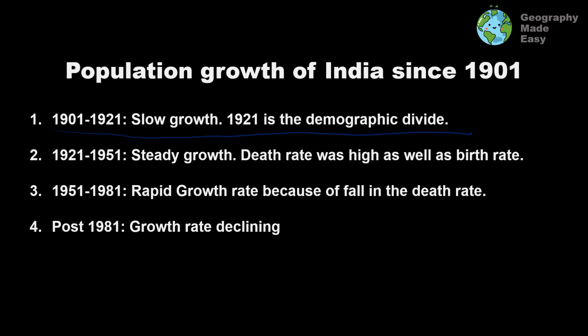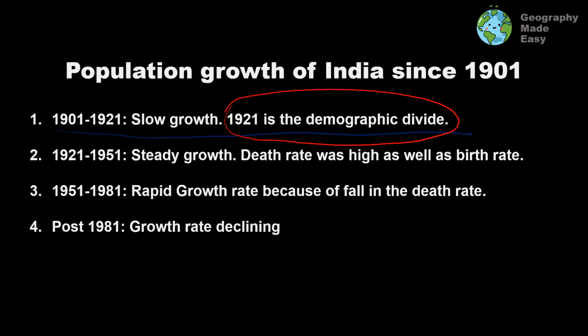Next we have 1921. I just forgot to say that 1921 is considered the watershed year or the demographic divide, where after 1921 India does not see a growth rate which is slow or negative, rather it starts seeing a positive steady growth rate. 1921 to 1951 is the second phase where we see a steady growth rate, where again death rate is high but birth rate is also high.